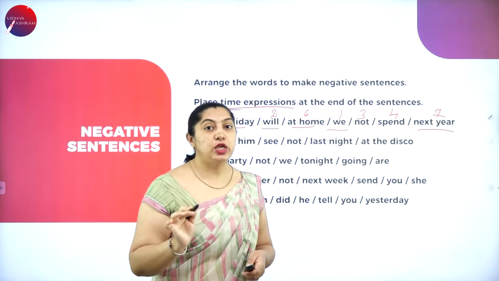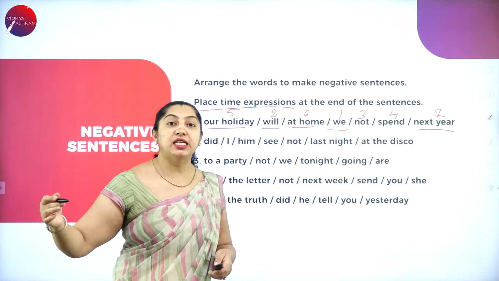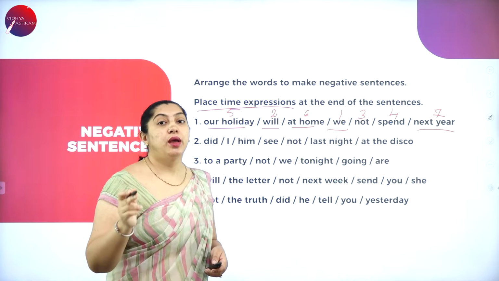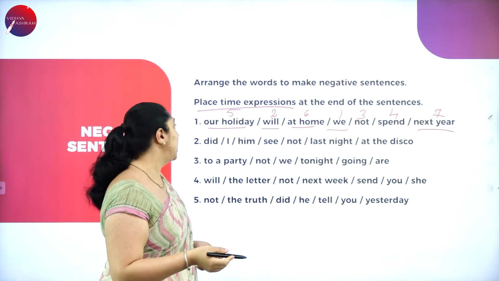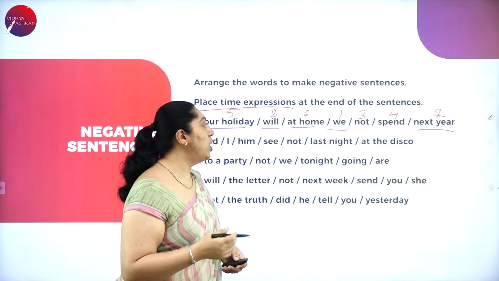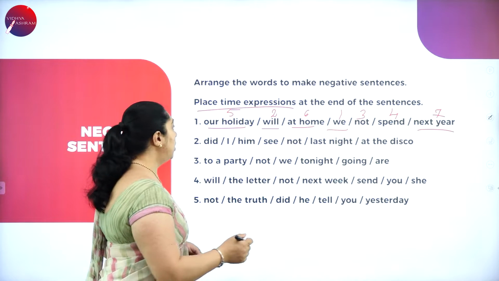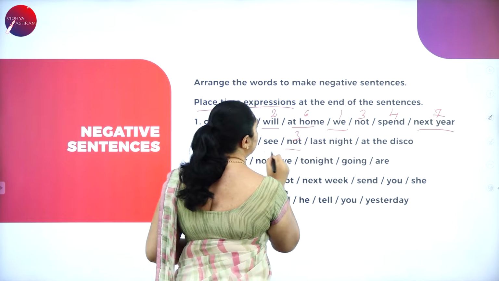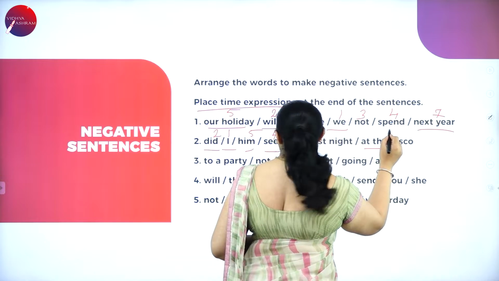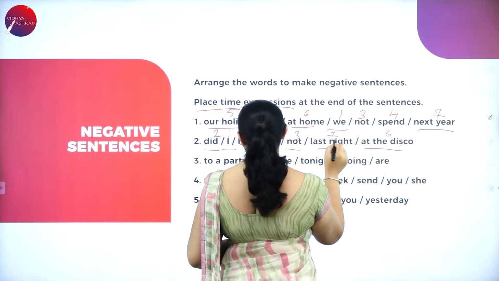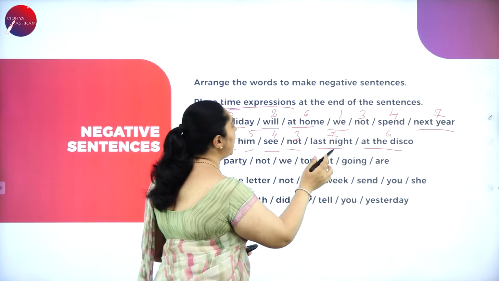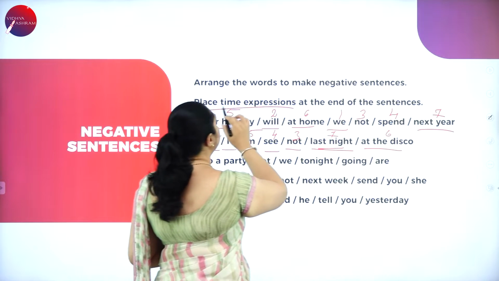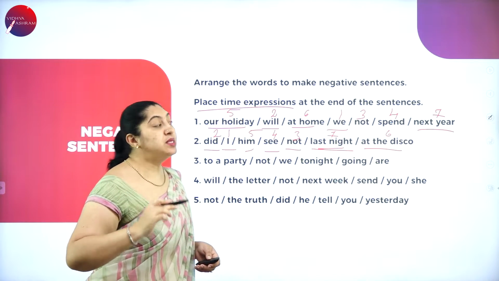So always you should start with the subject, then it continues with the negative sentences. We will not spend because will not. I'm talking about the negative sentences. Did I him see not last night at the disco? So here the subject is I. I did not see him at the disco last night. As I told, last night, that is the place, time and expression. It comes at the end of the sentences.